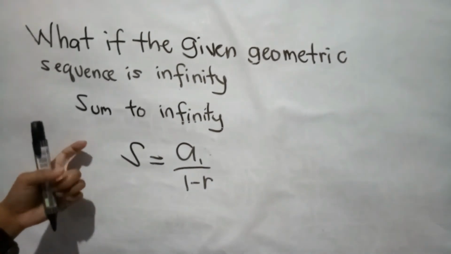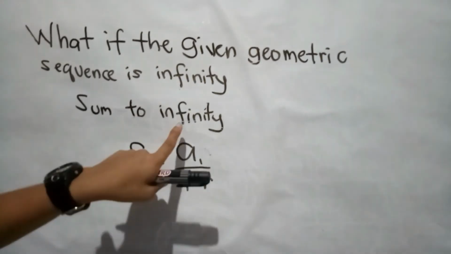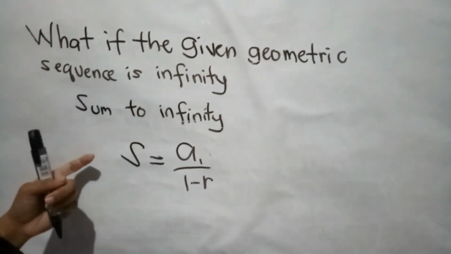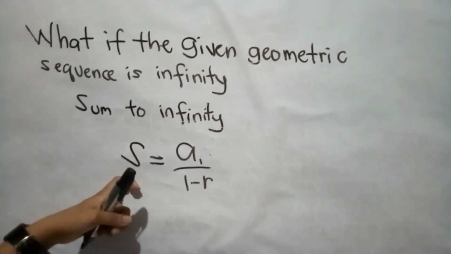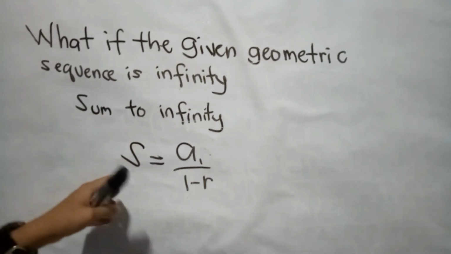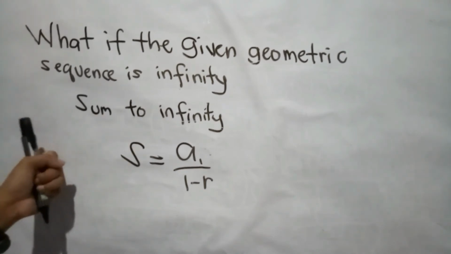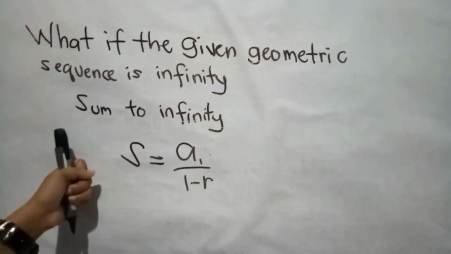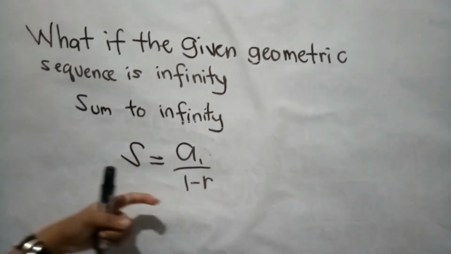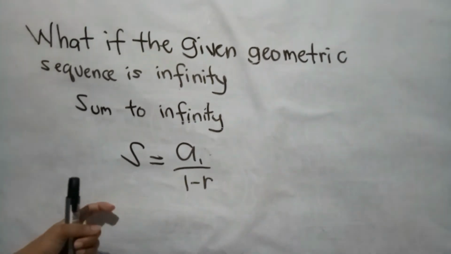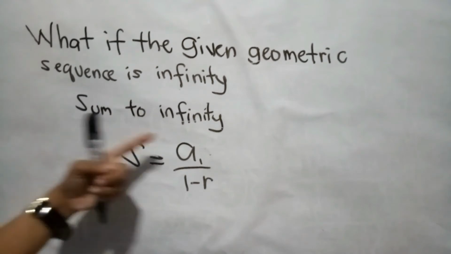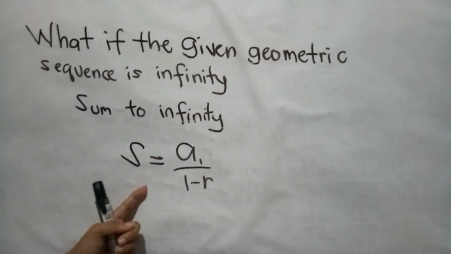Actually, we have some rules. If you find the sum to infinity, whether the sum is real or not, I will not discuss it here. Maybe later or the next session, I will discuss when to say that the sum is real and the sum does not exist. But now we will find out how to find the sum to infinity by using this formula.